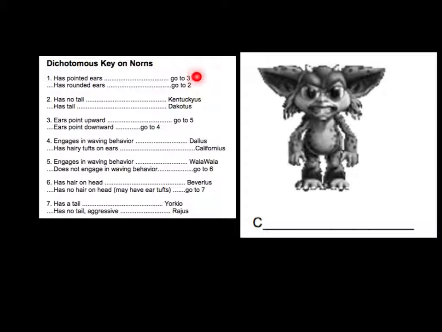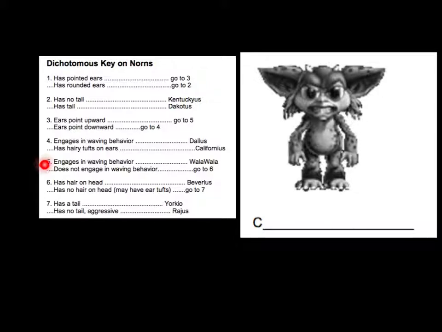Has pointed ears, follow it straight across. What step do you go to? Go to 2. Has pointed ears, 3. Thank you. Usually if I go back to the same question I just gave you, it means you weren't correct, right? Okay, so we're going down to step 3. Your two options are what, Ty? Has pointed ears pointed upward, ears pointed down. Okay, so are they pointing up or down? Up. So we're going to go to 5.